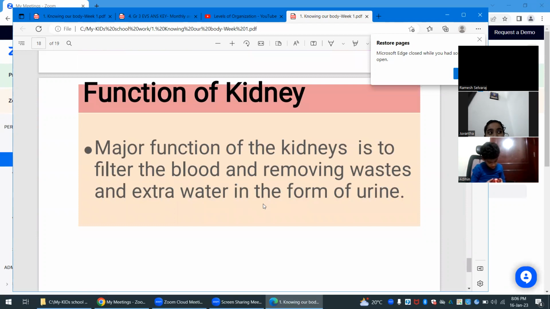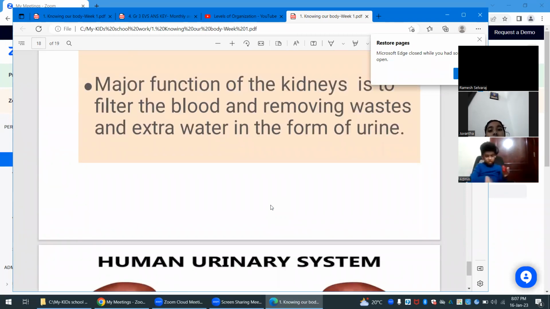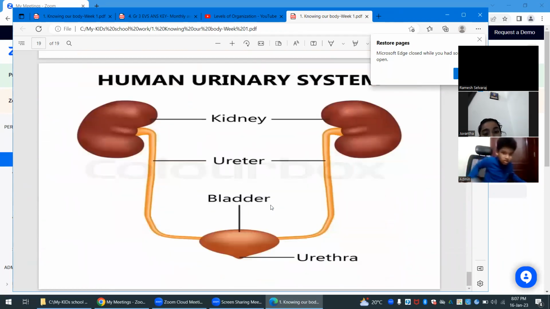There's one more point. Extra water it also removes. The function of the kidney is also to filter the blood and remove waste and extra water in the form of urine. Okay, no issue. You see, the kidney has two, like a bean shape. Beans, we eat beans, right? It looks like a bean.